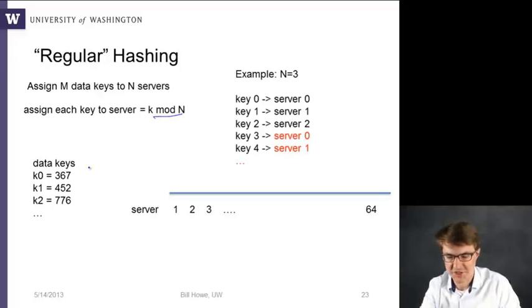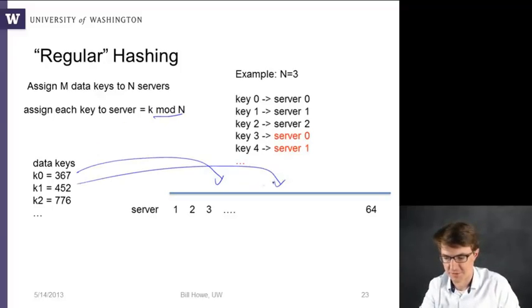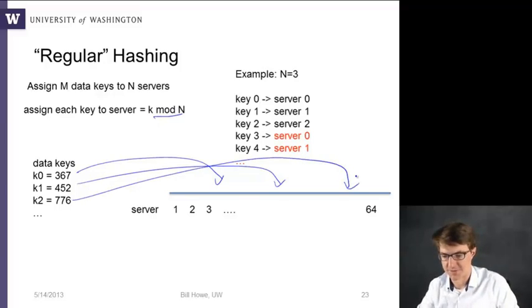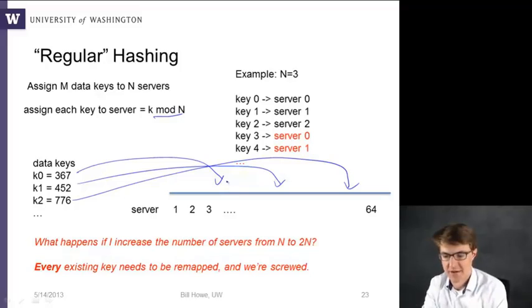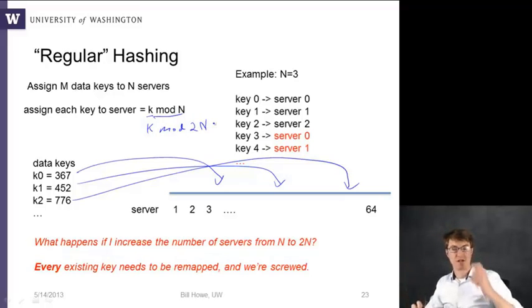Okay, so each of these data keys is placed somewhere on one of these servers. Fine, that's how hashing works. What's wrong with that? Well, what happens if I want to add more servers to the mix, right? I want to scale out, I want to double the number of servers. Well, every existing data key now needs to be reevaluated. Its location needs to be reevaluated by computing k mod 2n instead of k mod n, which means every single data item is going to be remapped at once. So every time you want to add a server, you end up having to move all the data that's already in the system, and you're dead in the water.